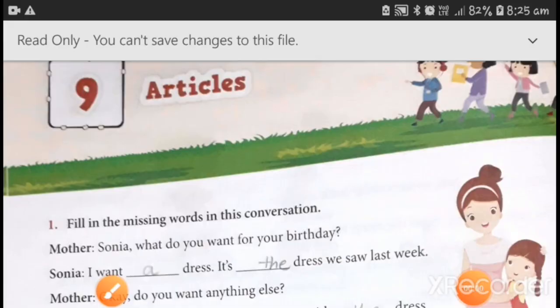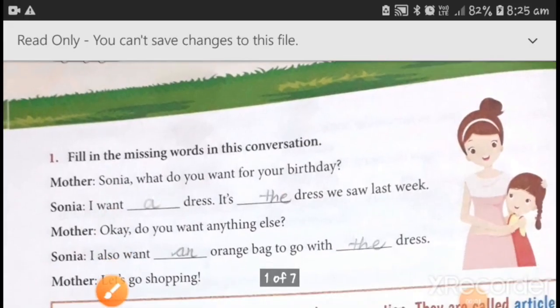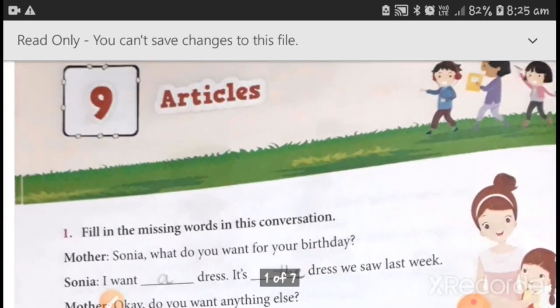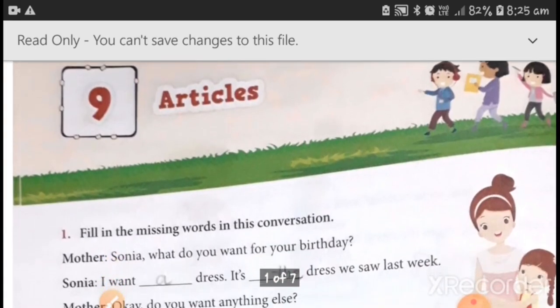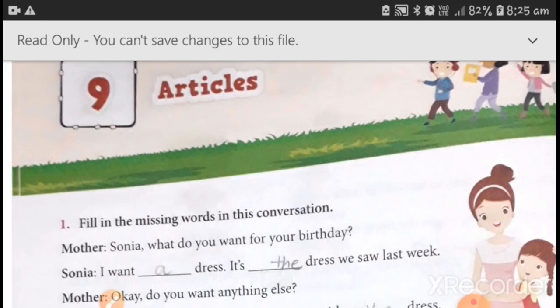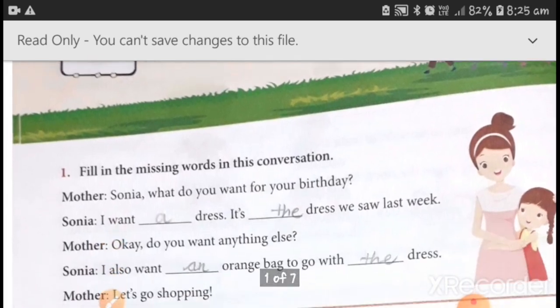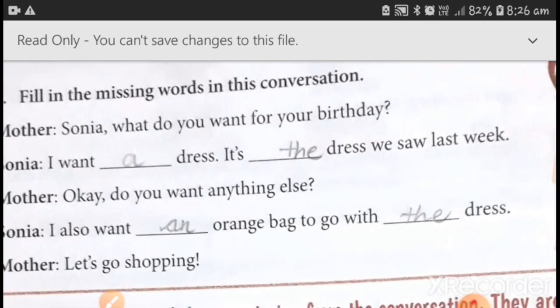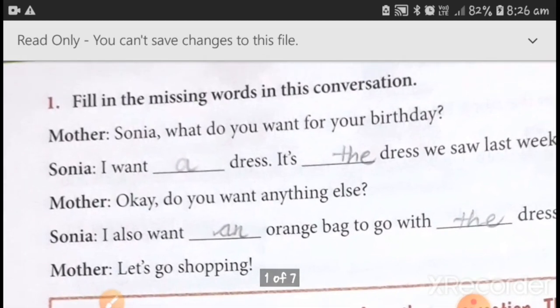articles. Children, you have to open your page number 40, and this is our 9th chapter. So we have to complete it here. As you have seen through the animation, you come to know how we have to use the different articles in different places. So let us look at the first exercise.